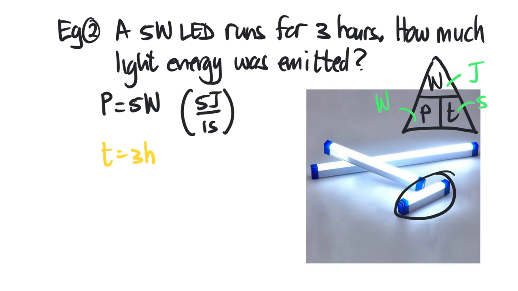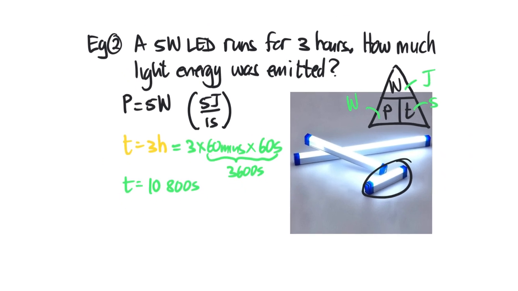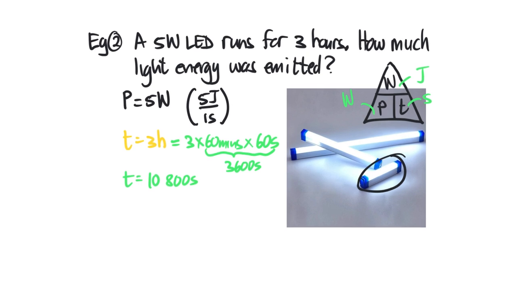So the time is 3 hours, but we need to convert it to seconds. In 1 hour there are 60 minutes, and in 1 minute there are 60 seconds. So 60 times 60 is 3,600 seconds per hour. So if we work that out, the time is going to be 3 times 3,600. That's going to give us 10,800 seconds.